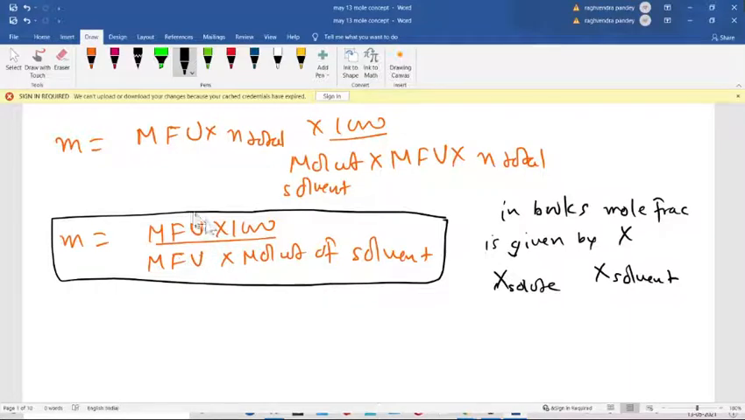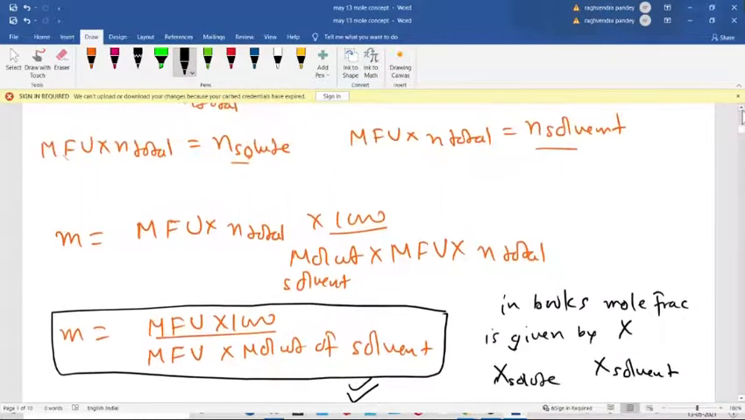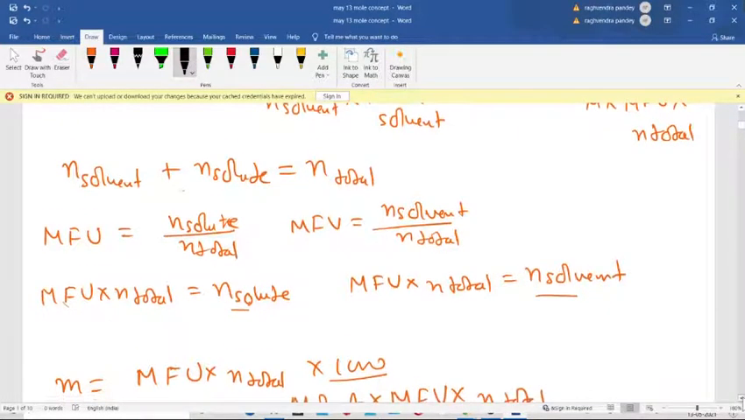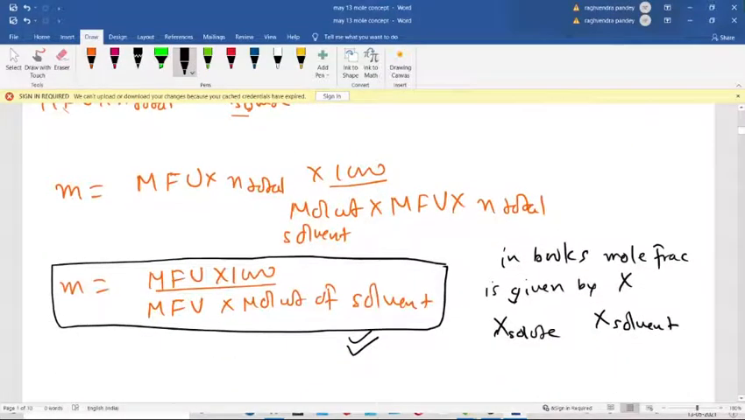Mole fraction related to molality. So these are the formulas. Okay, but you just remember this. If you know all these relations, then you can derive any formula. And if you don't want to do all this, just remember this one, that will be sufficient.